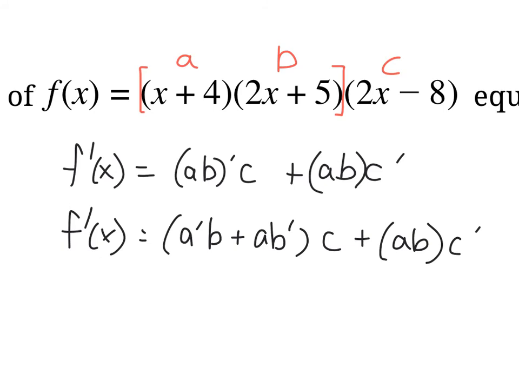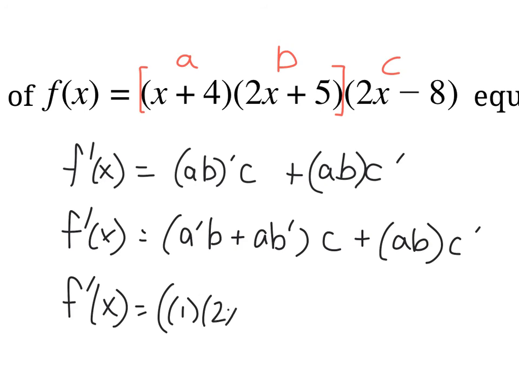Of course, the other way to do it is to expand and simplify and then take the derivative, but this way might actually be a little bit faster because these derivatives are all very easy to do. So let's try it and see what happens. We're starting off with a prime, and the derivative of a is just 1.